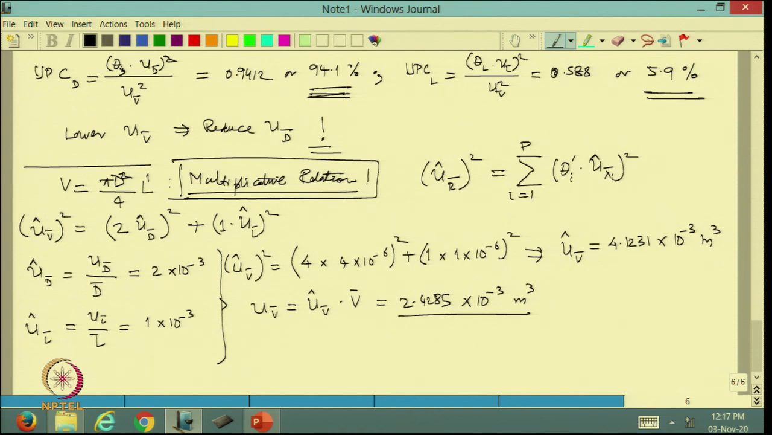We got u v bar, and there also at 95% confidence level, the uncertainty will be twice this value, which will be 4.8568 into 10 to the power minus 3 meter cube. Then we can calculate u hat v bar at 95% confidence level. This will be u v bar at 95% confidence level divided by v bar, and if you do this calculation, this turns out to be 0.82%.